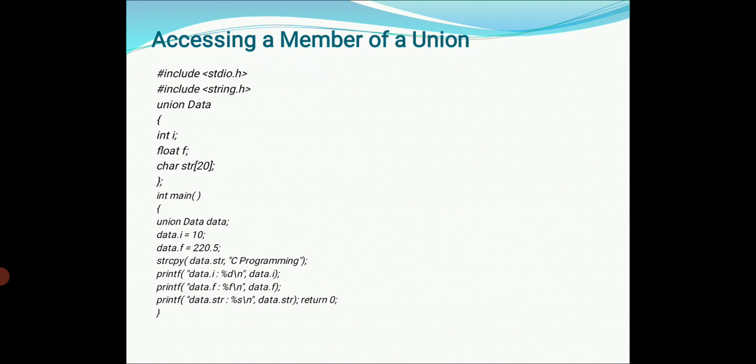Here is accessing a member of a union. This is another concept. Just like the structure, we can access a member of the union by using the dot operator. The dot operator can also be called the member access operator. So we will now explain the programming concept here.